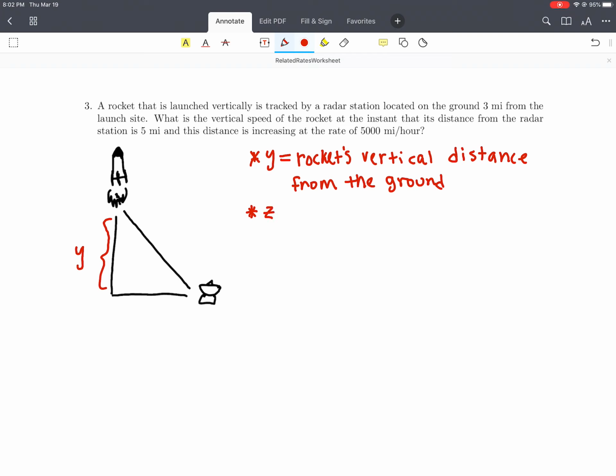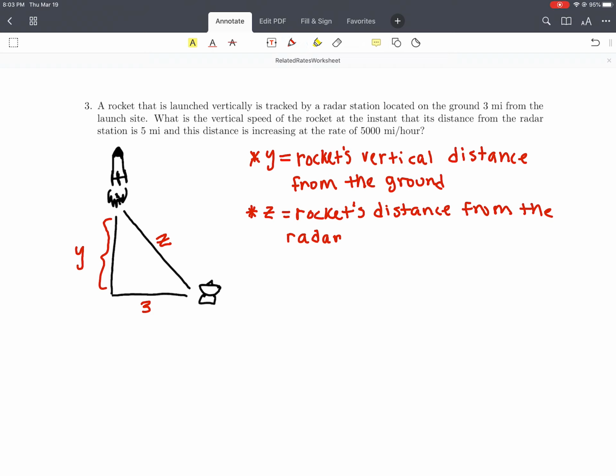And now we're going to label this distance z. So we're going to call this the rocket's distance from the radar. And we see that there's a radar station located on the ground 3 miles from the launch site, so this horizontal distance, that's 3.